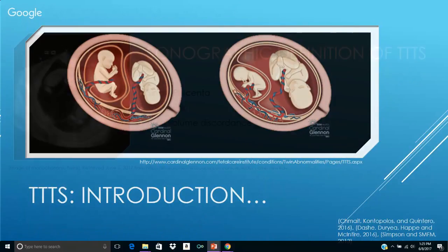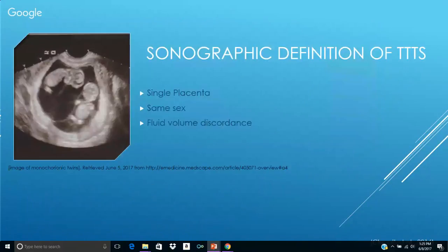So in order to diagnose twin-twin transfusion syndrome, upon the end of the first trimester, a sonographer will discover a single placenta, twins being the same sex, and a fluid volume discordance. This is going to be touched base on as oligohydramnios and polyhydramnios.